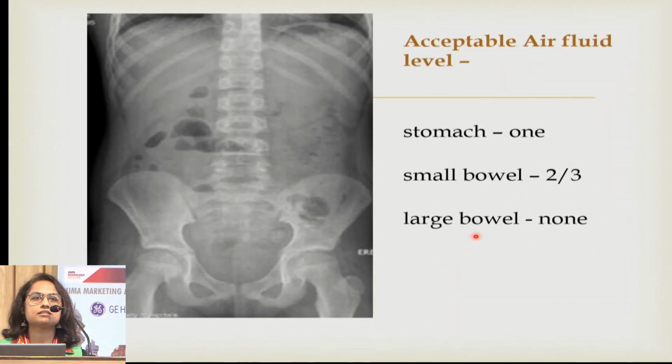Then we come to air fluid levels. We have 3 air fluid levels that are considered normal. The stomach will always have an air fluid level when it is an erect radiograph. Small bowel will always give 2 to 3 air fluid levels. How do we know that this is an air fluid level and not just air? We get a sharp demarcated line and air meniscus above. So this is air fluid and not just air. And we will never have any air fluid level in the large bowel. We will have just air.